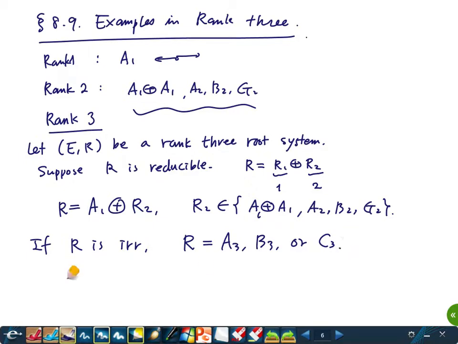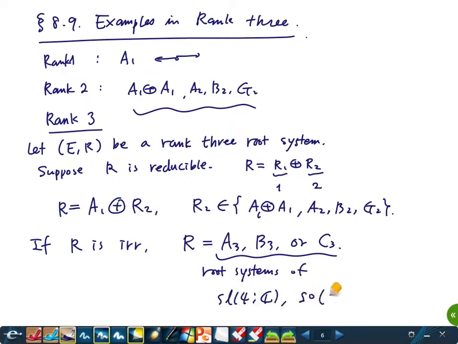And these are, in fact, root systems of Lie algebras SL4C, SO7C, and SP3C, each respectively. And we will look at each of these irreducible root systems. So first, root system A3.